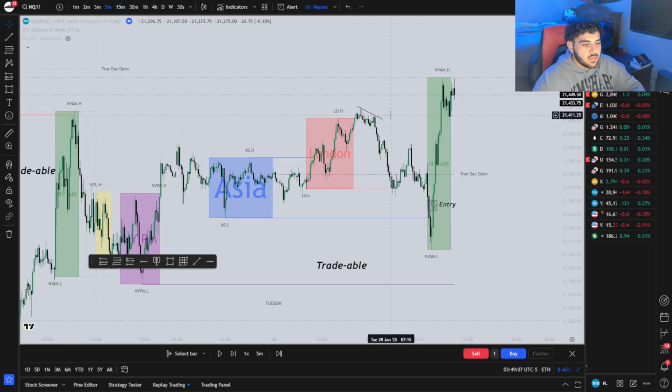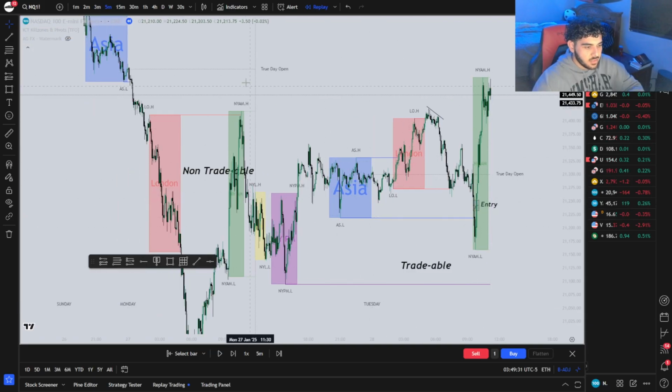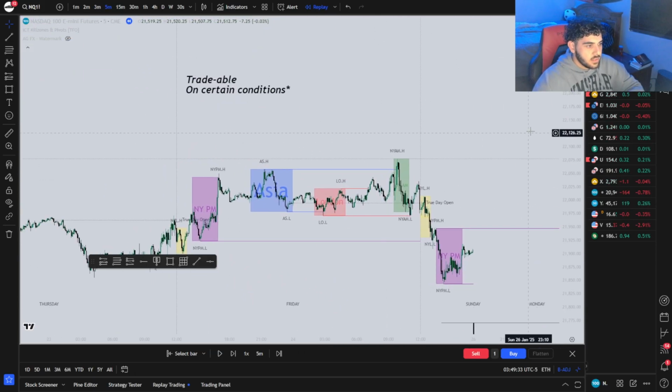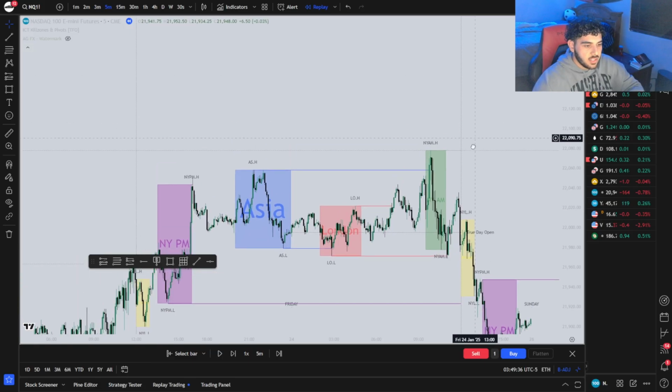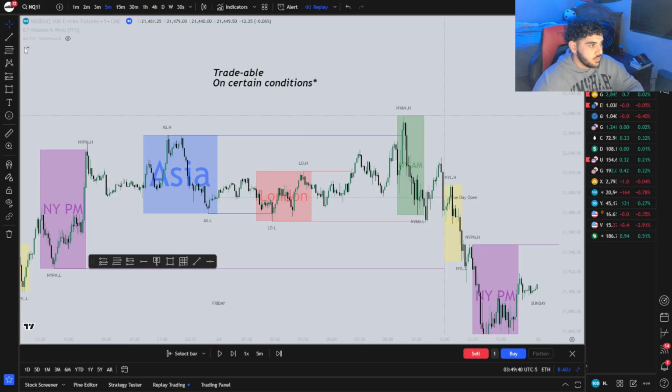Okay. So in what instance is it not going to be clear? And what do you do in that instance? So this is tradable conditions. Consolidation, consolidation. New York session, that's the only time you want to be trading NQ for the most part, and where it's really going to expand. We're going to get clean conditions, tradable conditions, over here on certain terms. So what is that term?